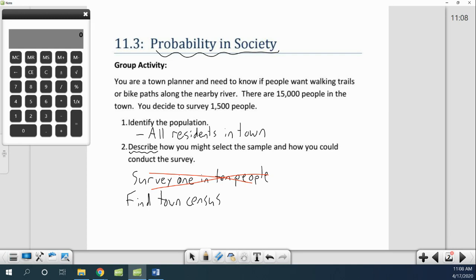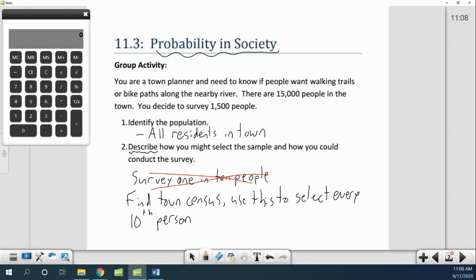So the census is a survey that the government sends out. I think it's like every 4 years. So this might not be totally up to date, but it would get you close. And everyone has to answer, and it talks about how many people are in your house, what are their names, what are their incomes, all kinds of stuff. So if I have the town census, I would have a list of everyone in town. So I could use this to select every 10th person.